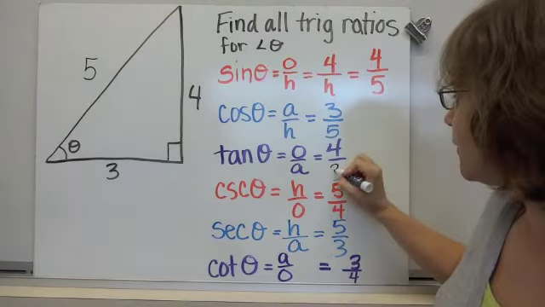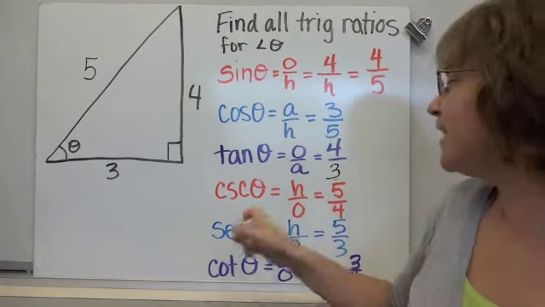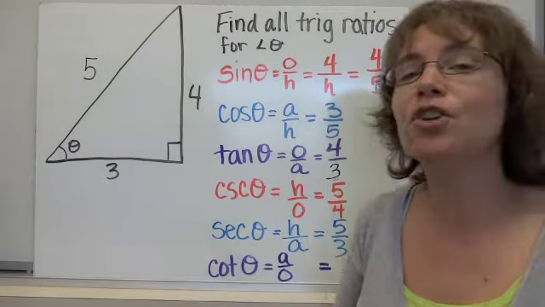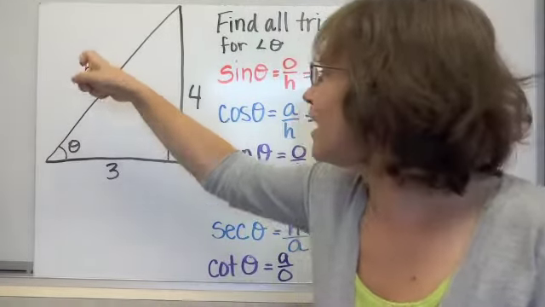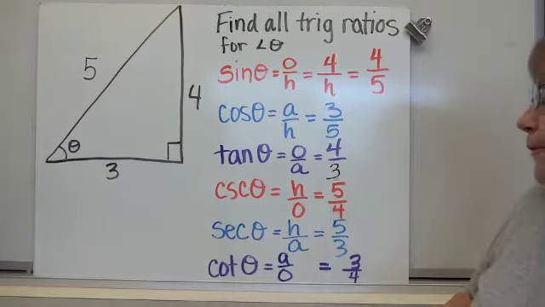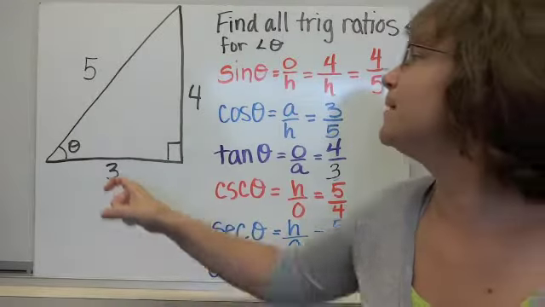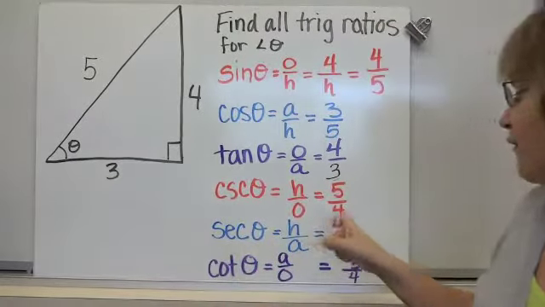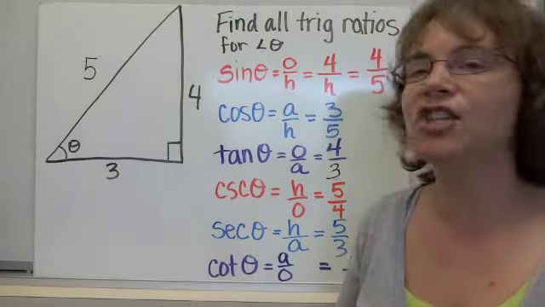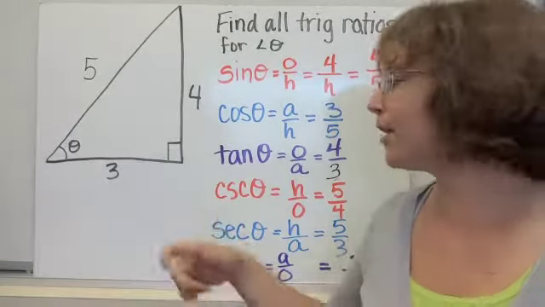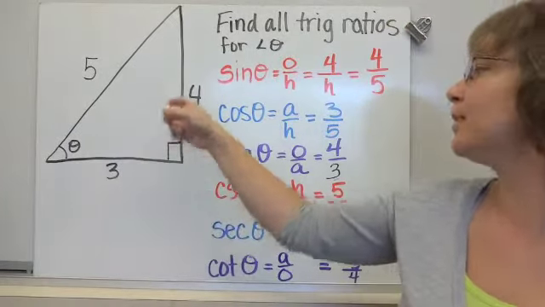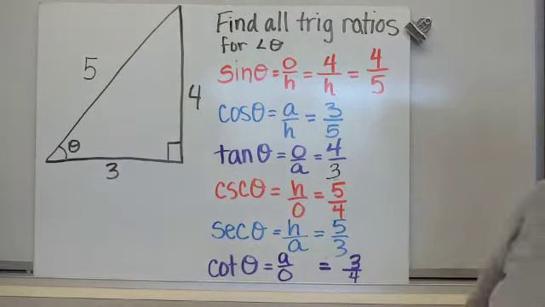Cosecant is going to be hypotenuse over the opposite, so 5 over 4. Secant is going to be the hypotenuse over the adjacent, 5 over 3. And cotangent is going to be the adjacent over the opposite, so 3 over 4.